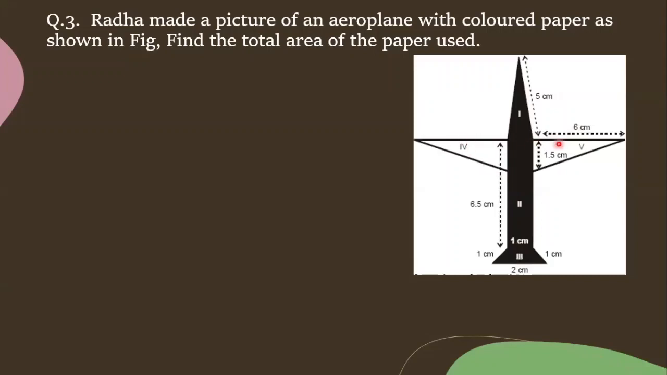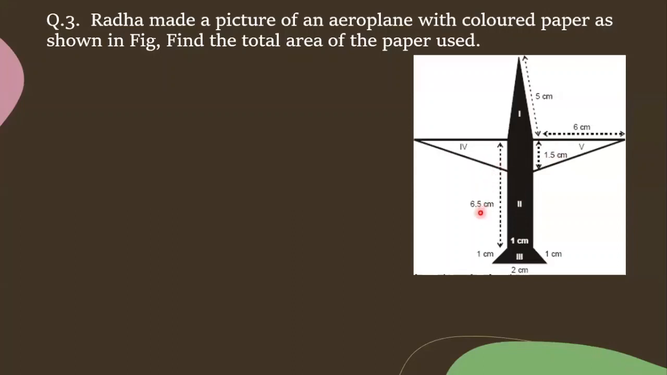Here, both the wings are the same measurement. If you find one and multiply by 2, you'll get the area of figure 5 and figure 4, part 5 and part 4. So here, for this right angle triangle, the height they gave and the base they gave. So what is the answer? Half into base into height. 15 3s are 45, so 4.5 centimeter. So figure 5 is also 4.5, figure 4 is also 4.5, and figure 2 is 6.5.